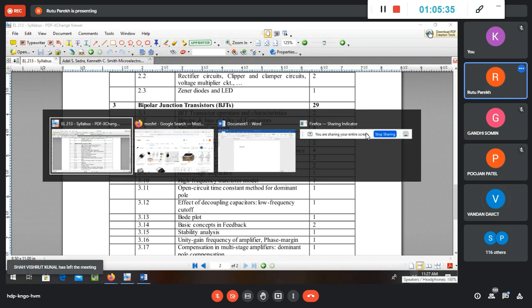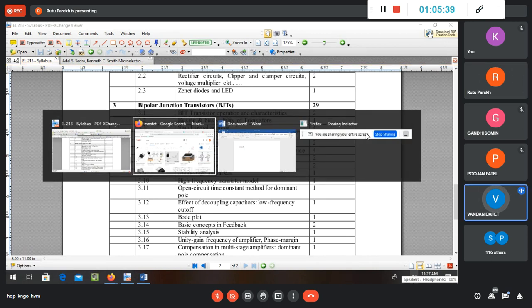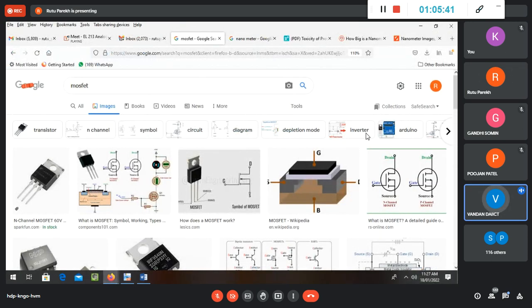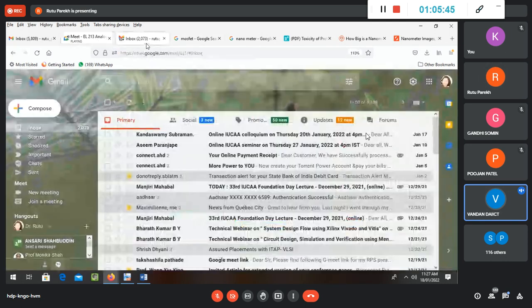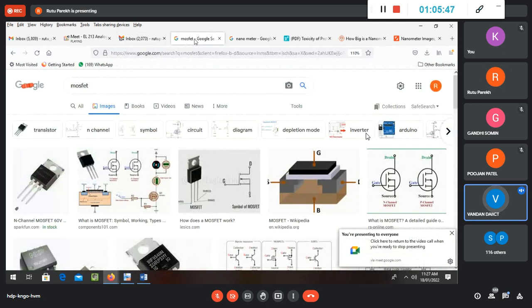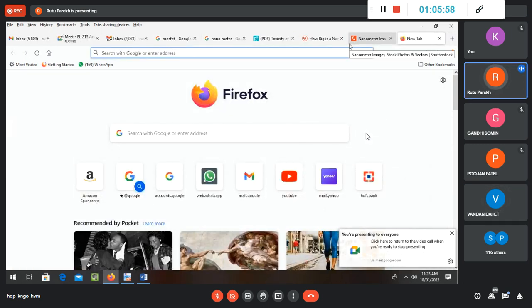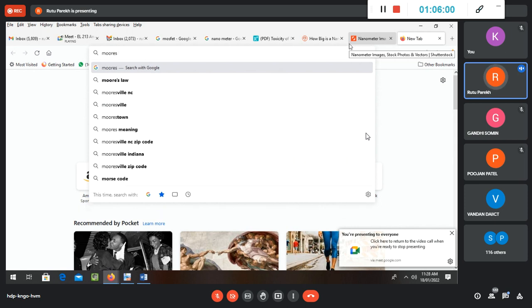Ma'am, as you said, we can double the number of transistors on a specific chip as compared to 18 months ago. So yes, you are right. That was some rule or law made by some person. That law is known as Moore's law. I'll show you.